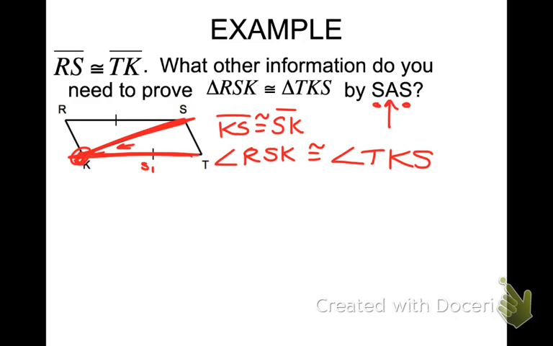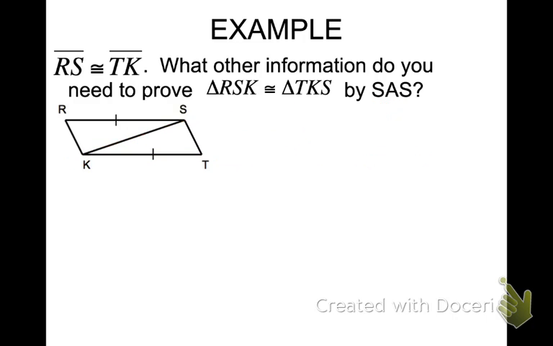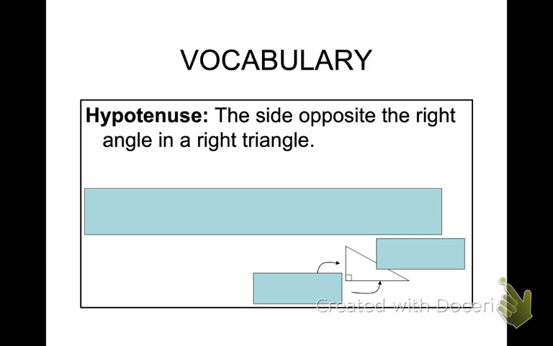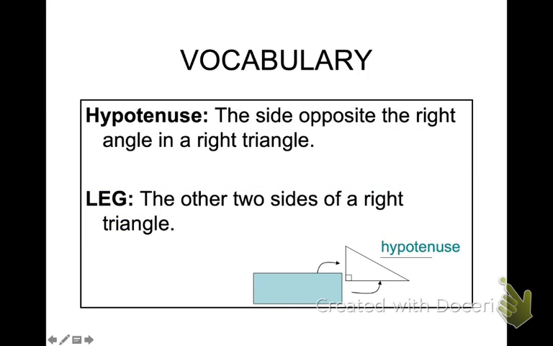So those are the other pieces of information we need to show congruency based off of side angle side. Okay, so hypotenuse leg. Before we get to hypotenuse leg, let's talk about right triangles and the vocabulary that comes with them. The hypotenuse is the side opposite of the right angle in a right triangle. Down there in that right triangle, your hypotenuse is always opposite of the right angle. And then you have the legs, which are your other two sides of a right triangle.